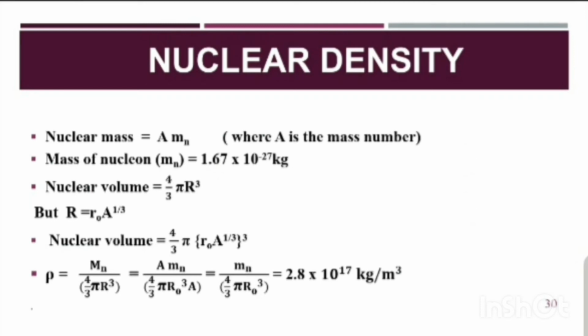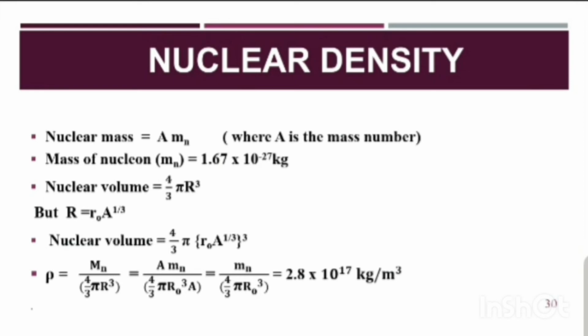Nuclear volume is equal to 4/3 π r cube, where r, the radius of a typical nucleus in terms of number of nucleons, is r = A^(1/3) r0, where A is the mass number and r0 is equal to 1.25 femtometer, which can be converted into meters by multiplying with 10^-15. So, for the nuclear volume, in the next step we substitute the value of r in it: 4/3 π (r0 A^(1/3)) the whole cube.